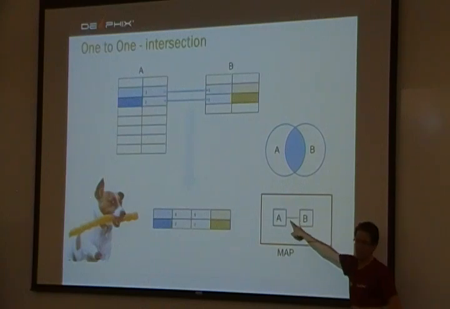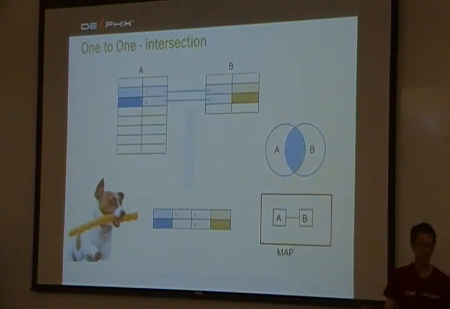Well, we're going to talk about visualization. So we're going to start building up how do we draw a map. So this one-to-one relationship we're going to draw this way. One-to-one, there's no crow's feet on either side.